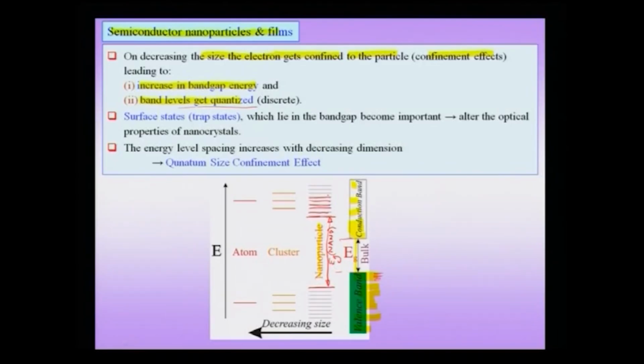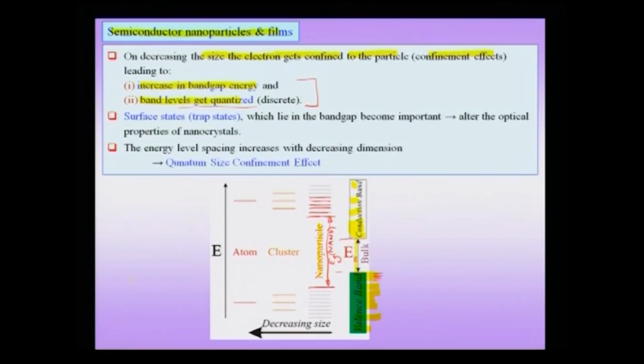So, there are two important effects which come into play when you reduce the size of a nanoparticle. One is the increase in the band gap energy, and number 2 is that the band gap levels get quantized, or the discreteness of the levels starts to be felt.